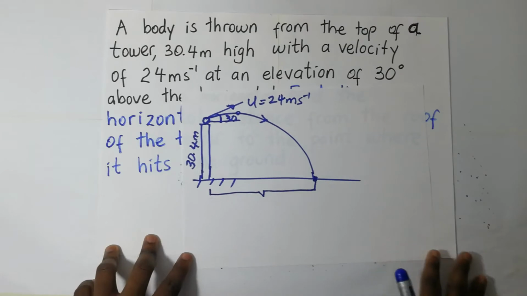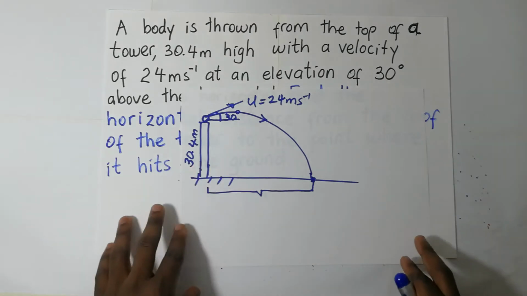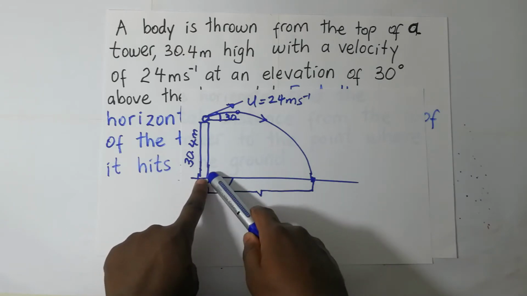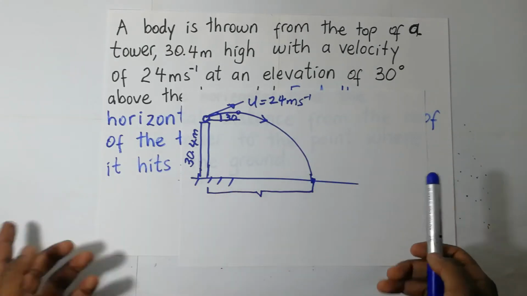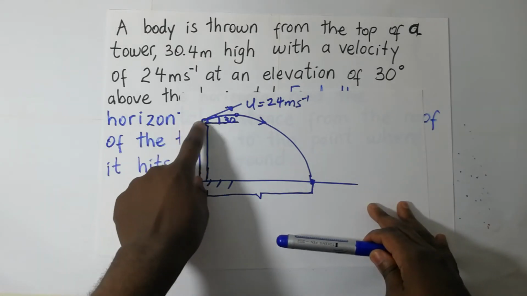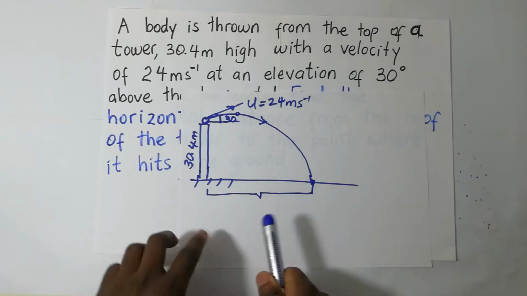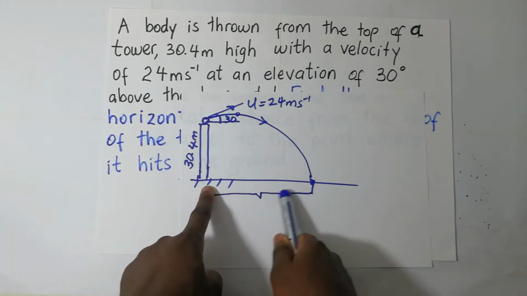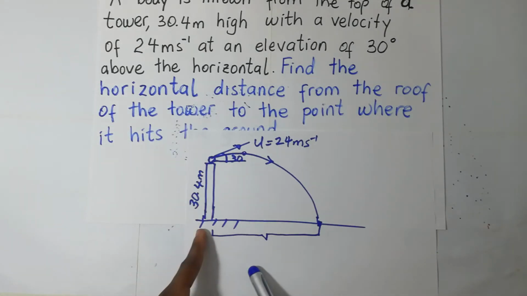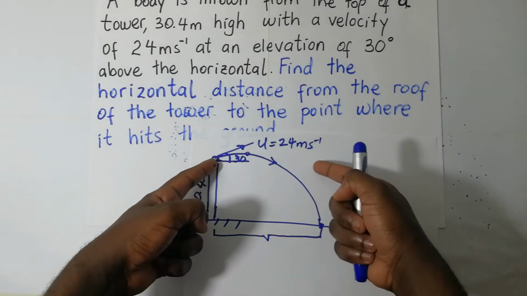Unlike the problems we've been doing in our previous sessions, this is a bit different. In those, the particle starts from the same ground level, goes up and comes back down on the same ground level. But here, the point of projection is on top of a tower. However, it is moving from up to down. So they want us to find the horizontal distance from the roof, from the point of projection, to where it drops. That's the distance they're talking about.